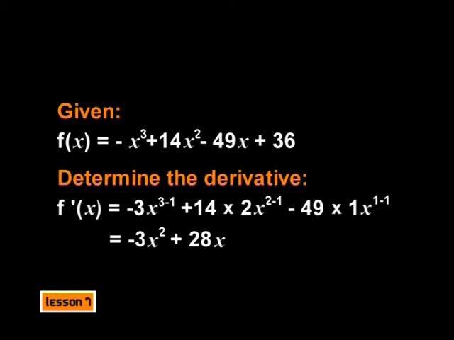minus 49 times 1 times x to the power of 1 minus 1. Once again, let me simplify that straight away, which gives me 49, and finally, the derivative of a constant is 0. So we are done. Well done.